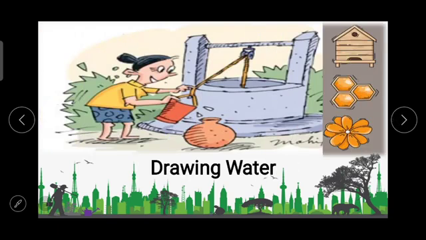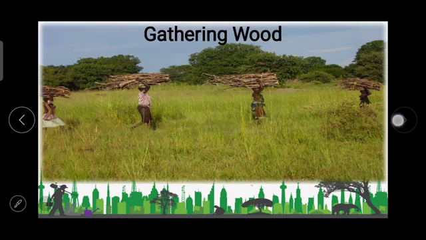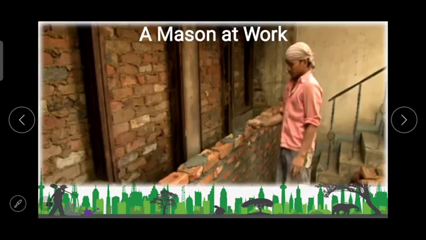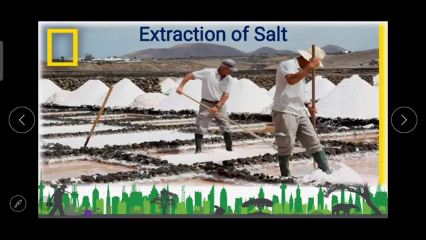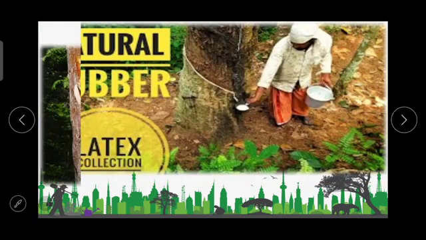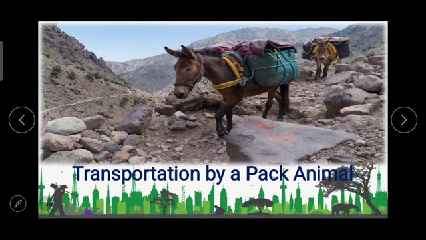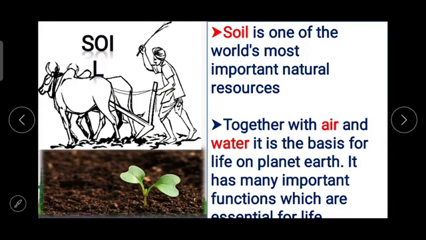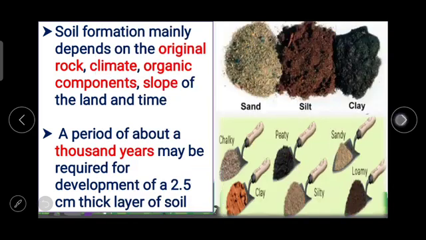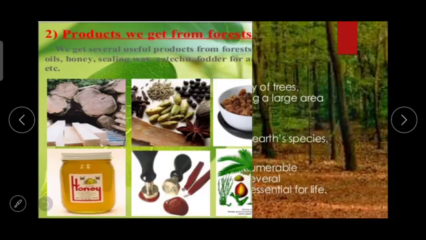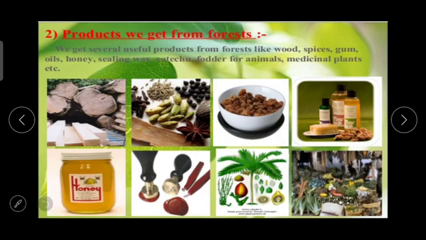Then the collection of honey, drawing water, gathering wood, mining, mason at work, extraction of salt, natural rubber or latex, gathering of resin from trees, transportation by a pack animal. And then one by one we discussed the natural resources, including soil, water, forest, which gives us a number of things like medicinal plants and also all other uses of wood.